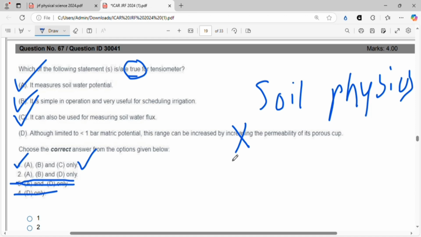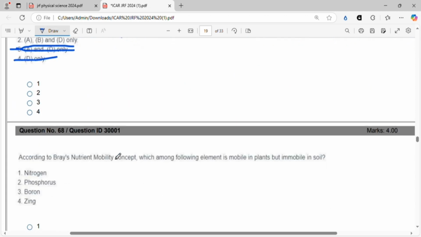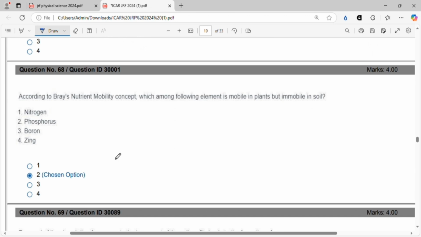So tensiometer will become inoperative beyond 0.85 bar. So this range cannot be increased by increasing the permeability of its porous cup. So this statement is wrong. So A, B, C are correct statements, and option 1 is the correct answer. All right. Moving on to the next question. Another question from soil fertility. This is also a very easy one.